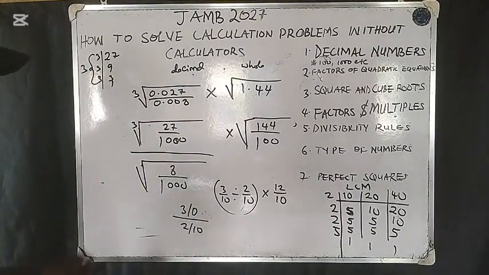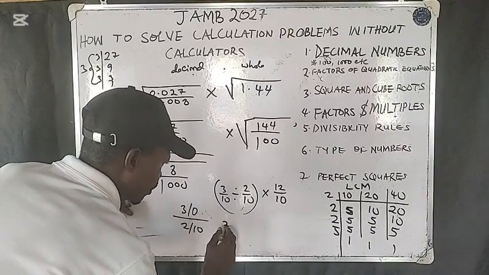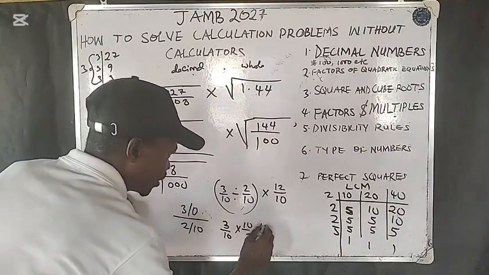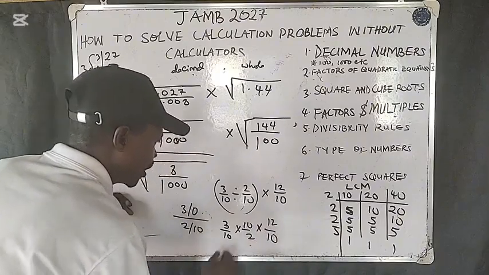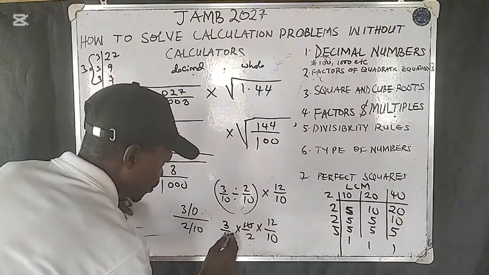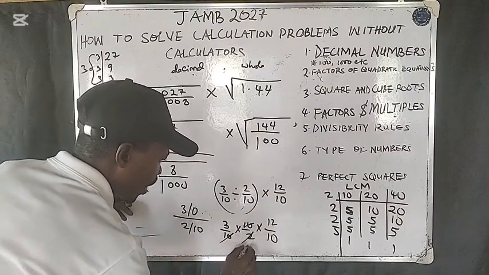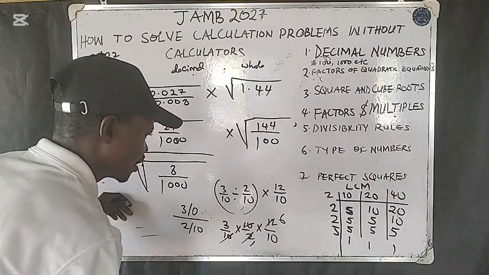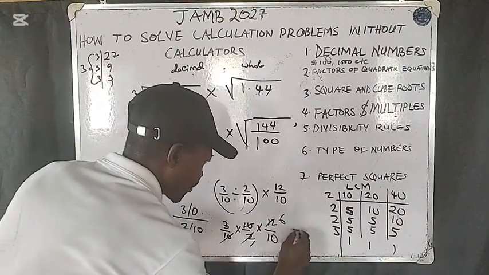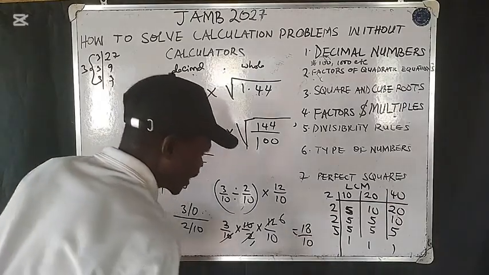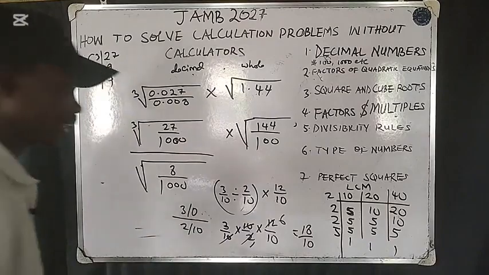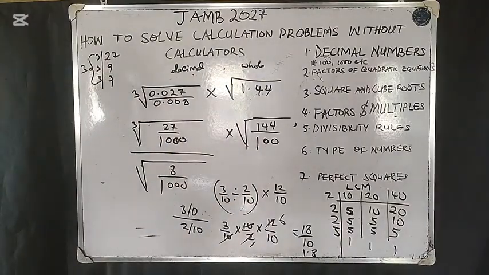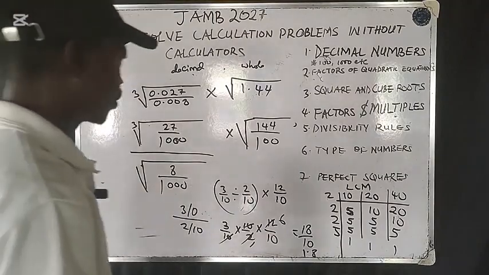Right? Now let's change it to times. So we have 3 over 10 times 10 over 2. Let's join this one. Times 12 over what? 10. So 10 we cancel 10. Am I right? 12 here, 2 here, 1. 2 here is what? 6. Am I right? 3 times what? 3 times 6. 18. 18 over what? 18 over 10. So final answer is what? 1.8. Count 0 and put your decimal as 1.8. That's the last answer. So you can see how to handle this type of numbers.